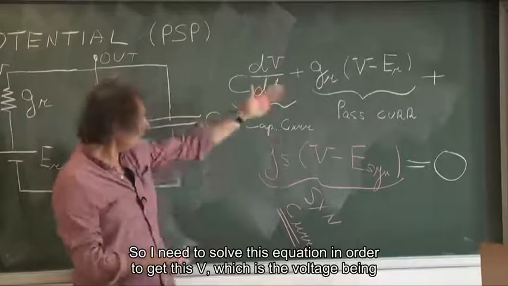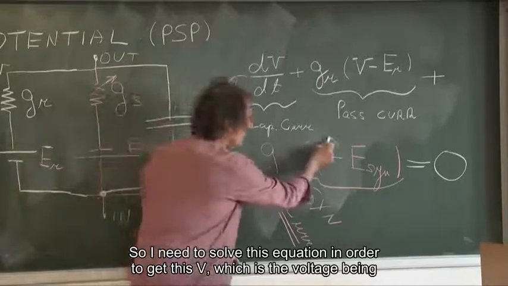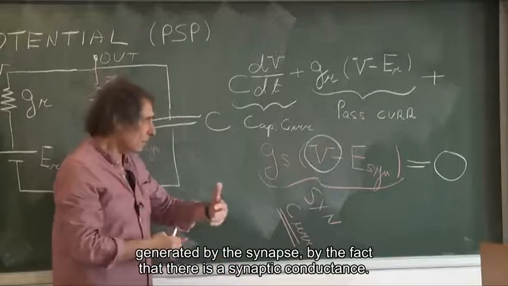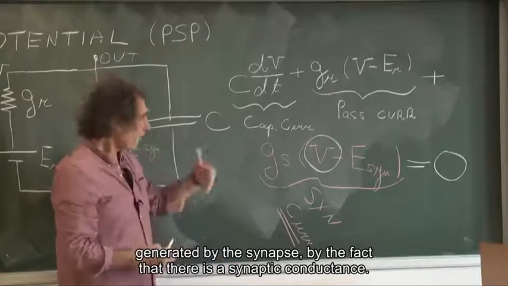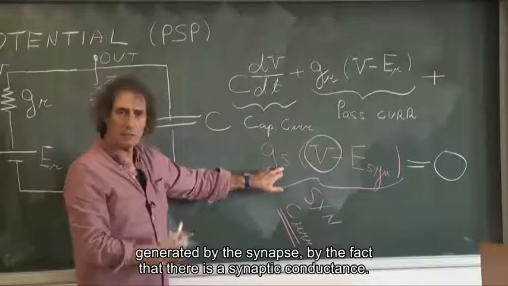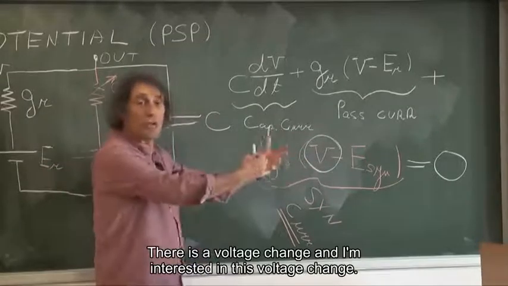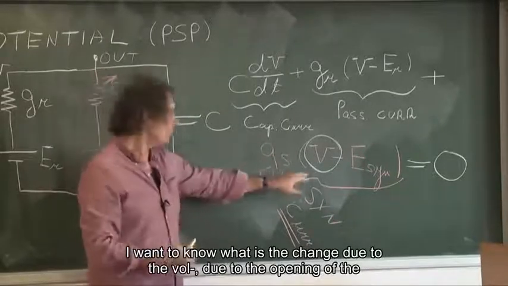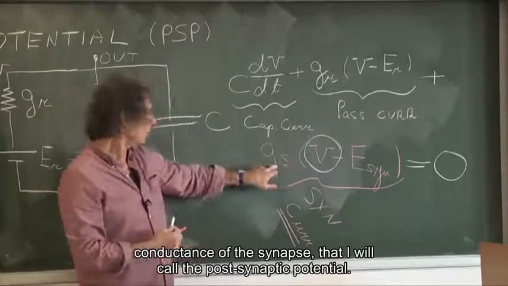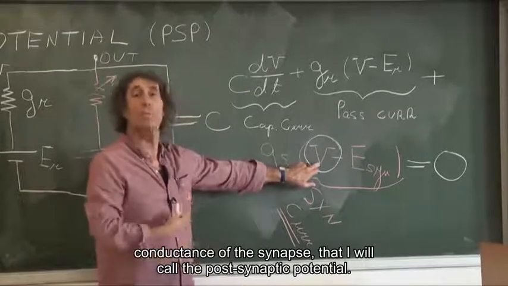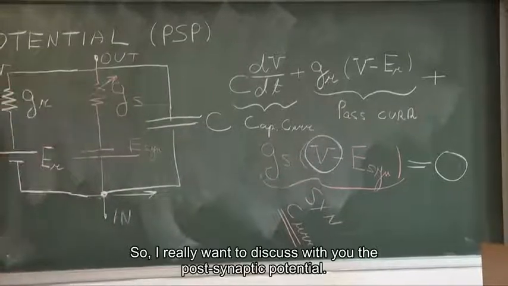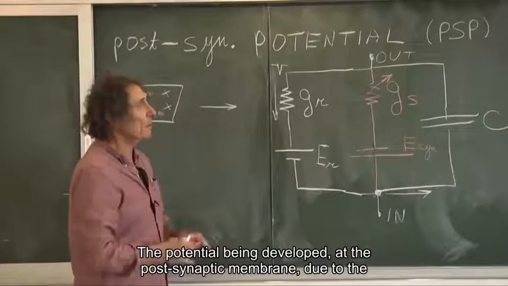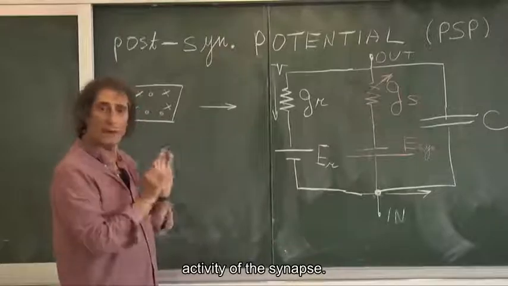So I need to solve this equation in order to get this V, which is the voltage being generated by the synapse. By the fact that there is a synaptic conductance, there is a voltage change, and I'm interested in this voltage change. I want to know what is the change due to the opening of the conductance of the synapse that I will call the postsynaptic potential. So I really want to discuss with you the postsynaptic potential, the potential being developed at the postsynaptic membrane due to the activity of the synapse.